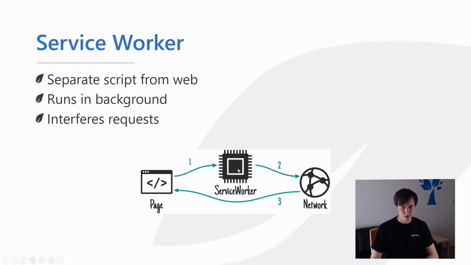And the page asks for a certain thing. So for example, for an HTML file, the request doesn't go straight to the server. It goes to your service worker, and the service worker decides what to do. This is the most basic scenario where the service worker just sends the request to the server, gets the response and provides it back to the browser. So this way basically nothing changes, but what's important is that the service worker is interfering with all your requests. So we need to think about this.